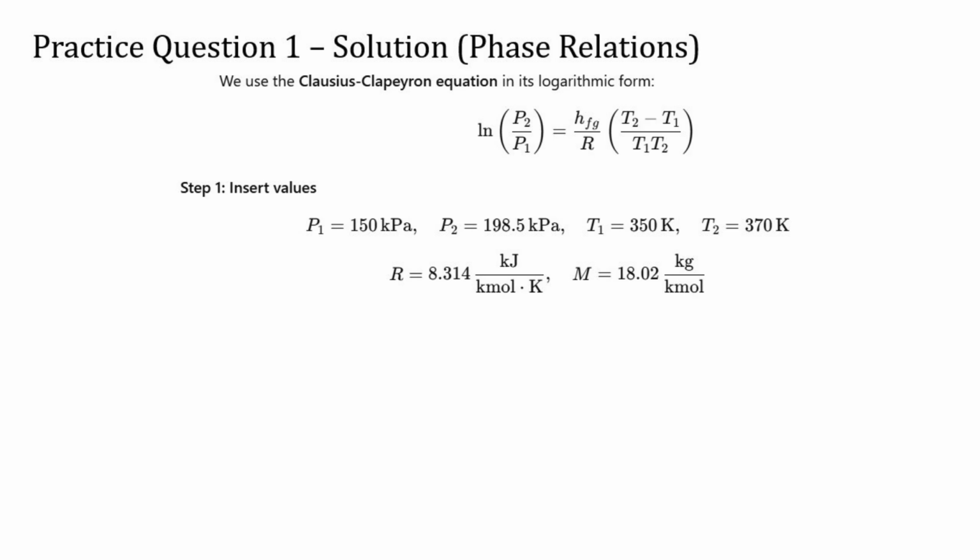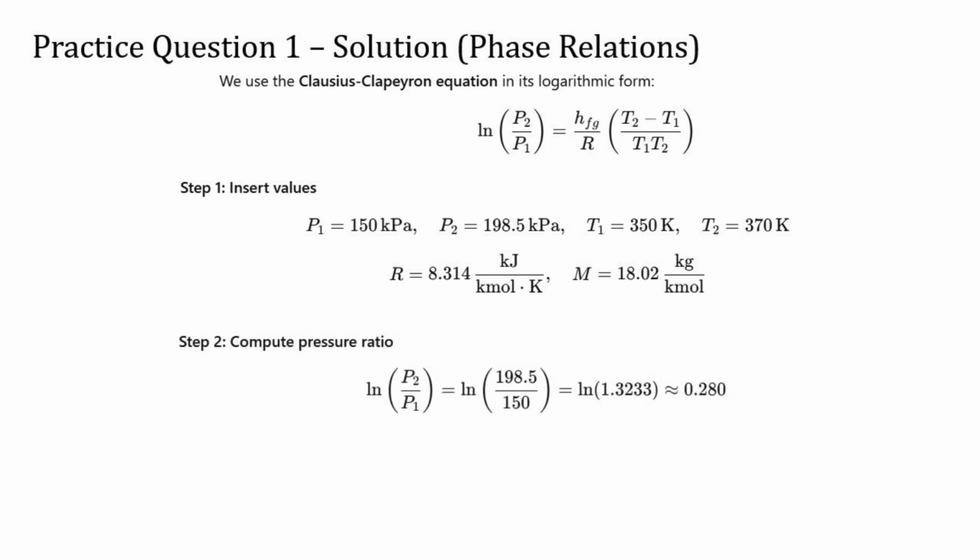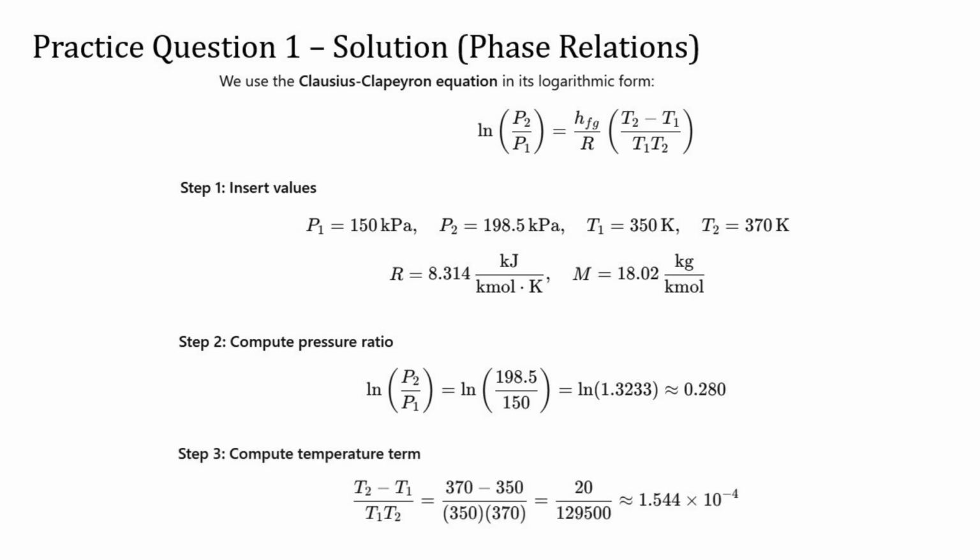First, we plug in the known values as listed. We calculate the left-hand side of the equation, which tells us how much the pressure increased due to the rise in temperature. This gives us a value of about 0.28. Then we calculate the temperature-dependent term on the right-hand side. This term captures how sensitive the saturation pressure is to changes in temperature. This comes out to be approximately 1.544 times 10 to the negative 4.